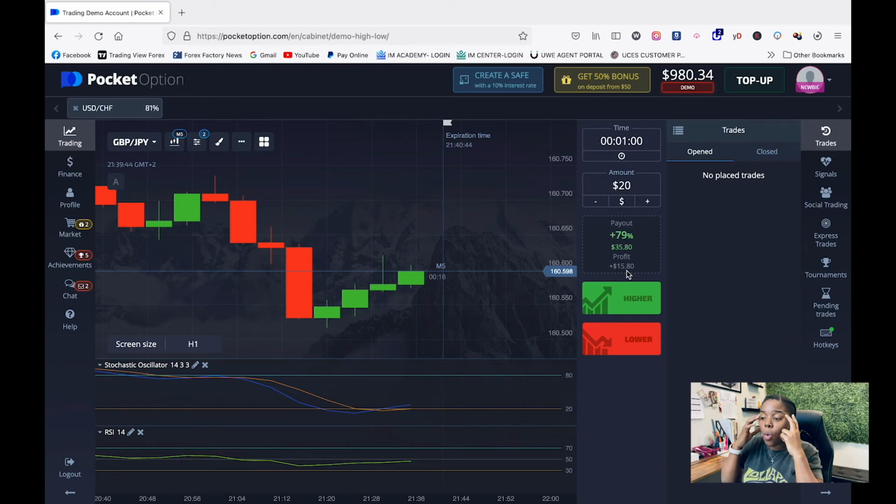I didn't even know up or down. I pressed a button. Now, I don't want you to try to do this and just go press buttons.